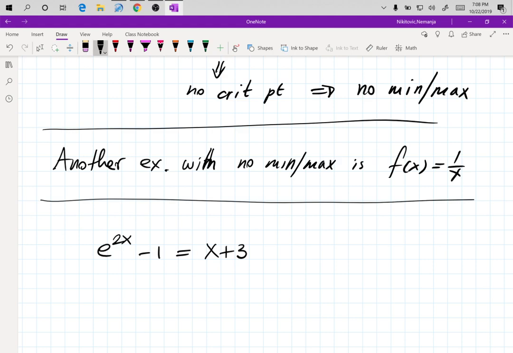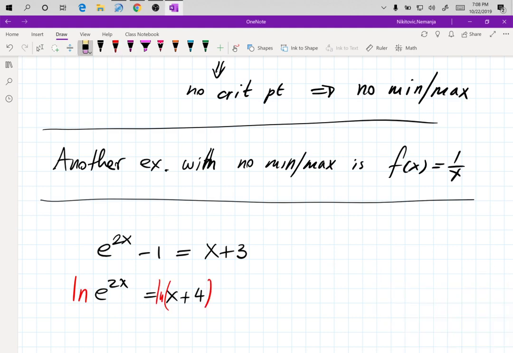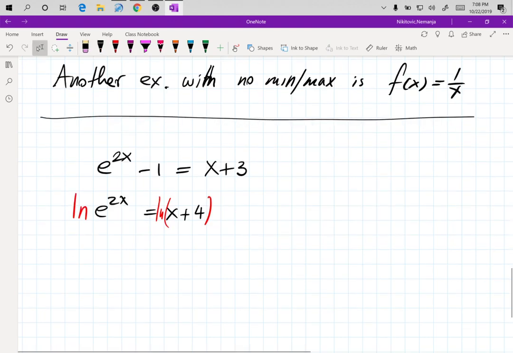You can move 1, you will get e to the 2x equals x plus 4. And then you would say, just do the log, and that will free up 2x. Okay, sure. I'll put the log on both sides. So I put ln over here, and I put ln over here. And what happens? Log will kill the e. So now you have 2x equals ln of x plus 4. So I freed x on the left, and I buried the x on the right. There's no way to solve this.